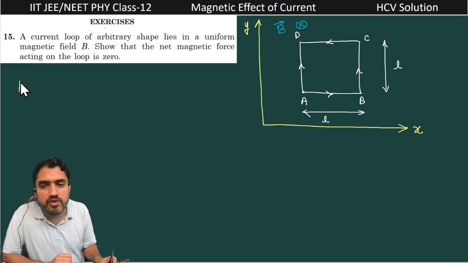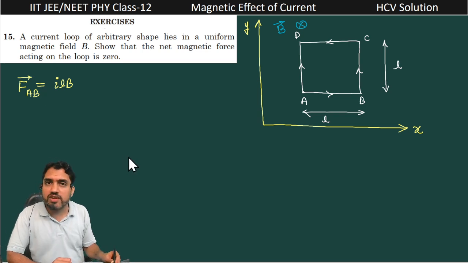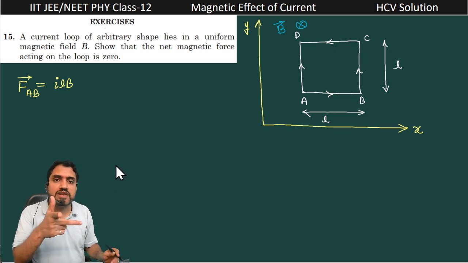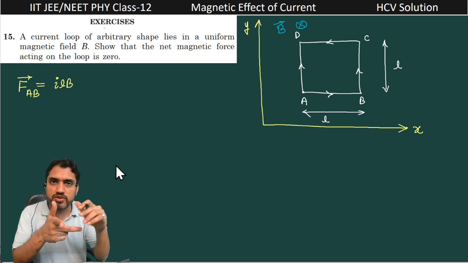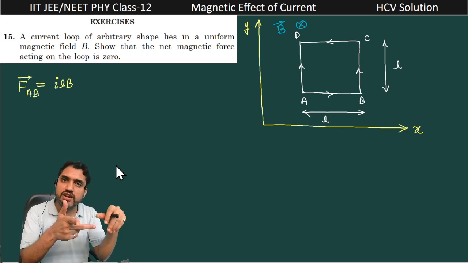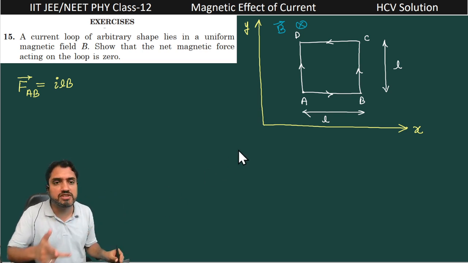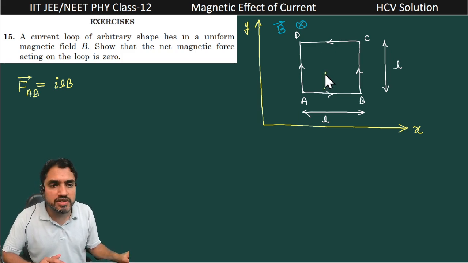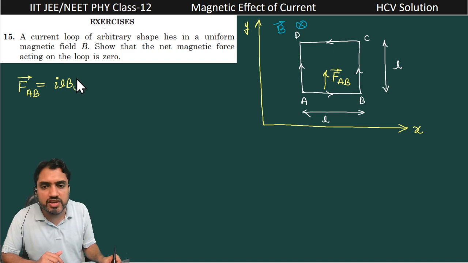Now, if we talk about the force on AB in vector form, we have current I, length L, and magnetic field B. What is the direction? You can find the direction using Fleming's left hand rule. This is the direction of the magnetic field, which is into the plane of the paper. This is the direction of flow of current. So the force will be in the upward direction, meaning positive y direction. This is the direction of force on AB, so it can be written as J cap.